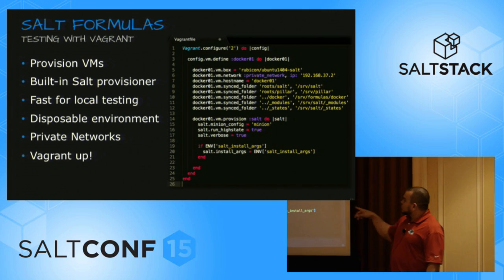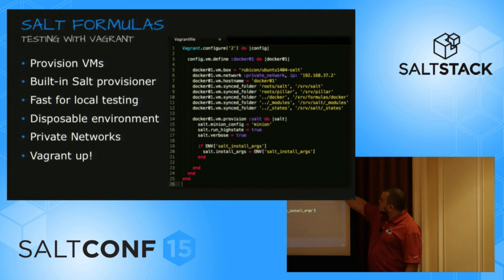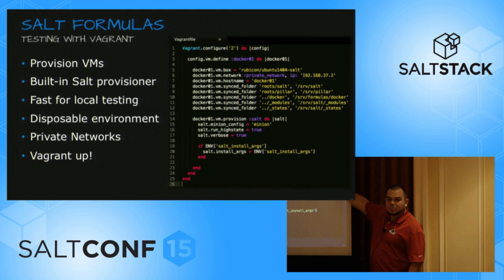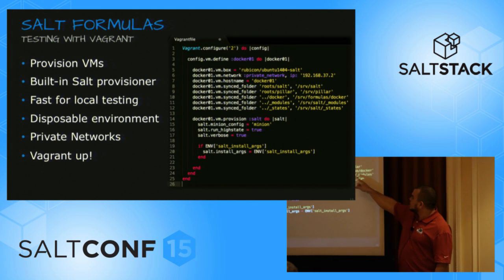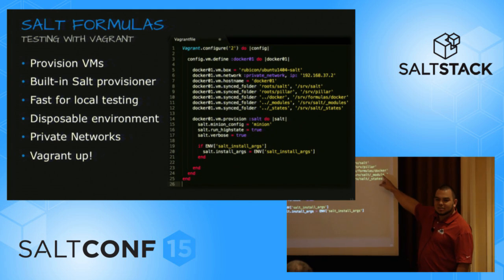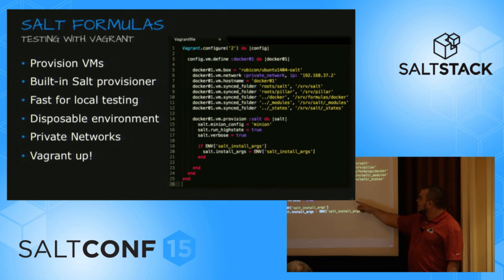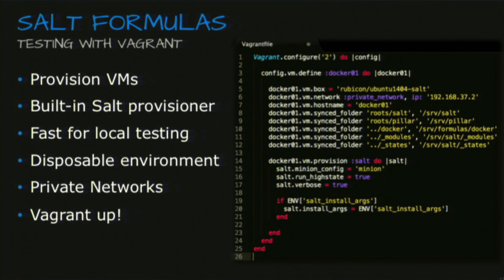So if you look up here on this file, I'm syncing folders. I'm syncing over the test pillar data we have. I'm installing the formula onto that Vagrant box. I'm syncing over any modules and states related to that formula. And then right here, I'm telling it that I want it to provision. I want it to run the high state that I've set. And I want verbose output so that I can look at problems that come up when I'm testing the builds locally. It gives me more information I need.